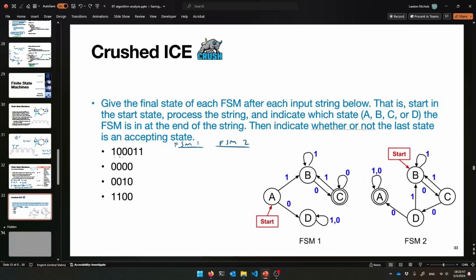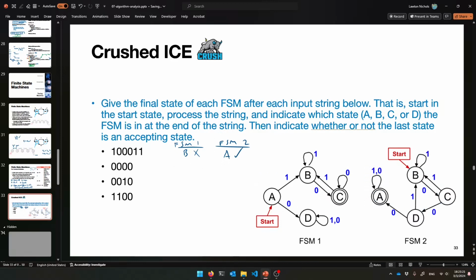Okay, we got 1, 0, 0, 0, 1, 1. So starting here, 1, 0, 0, 0, 1, 1. So that means we end on B for this one, and that is not an accepting state, sadly. Only C is an accepting state, but we ended on B, so that's not accepting. And then finite state machine 2, again starting here, 1, 0, 0, 0, 1, 1. So we end on A. And ooh, that one is an accepting state.